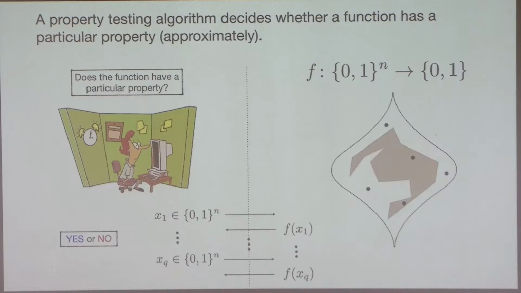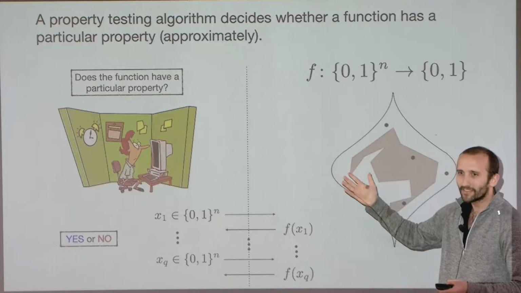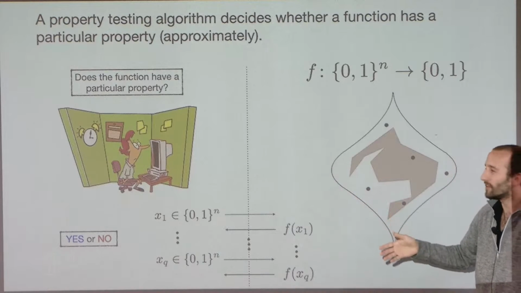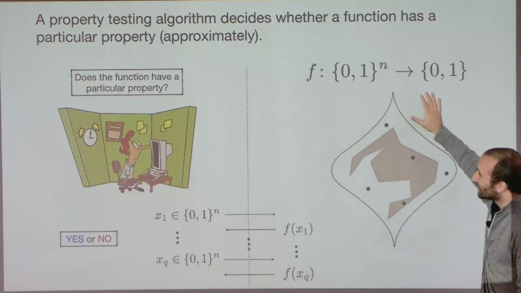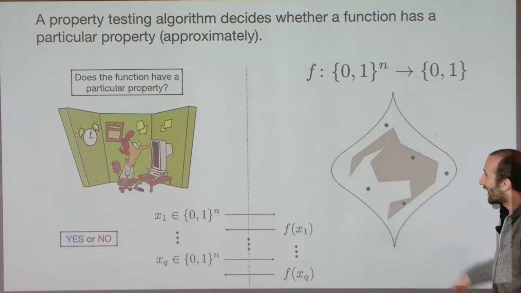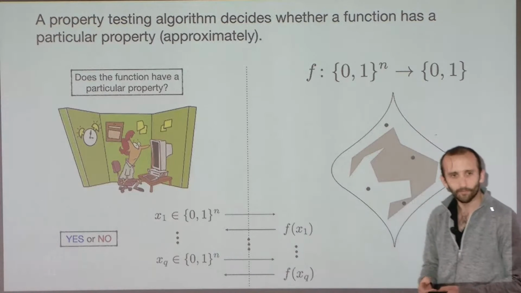A property testing algorithm is an algorithm that decides whether a function has a particular property approximately. I'm just going to describe the basic setup. There's going to be a player, Alice, and Alice has access to some Boolean function, but she doesn't get to see the Boolean function. She can only query it. There's this dotted line to represent that Alice doesn't get to see it, and she's interested in whether the function has a particular property.